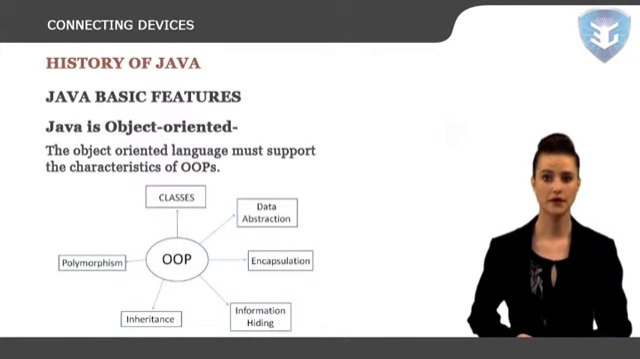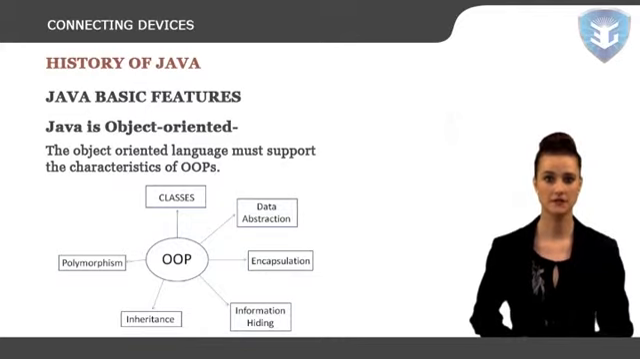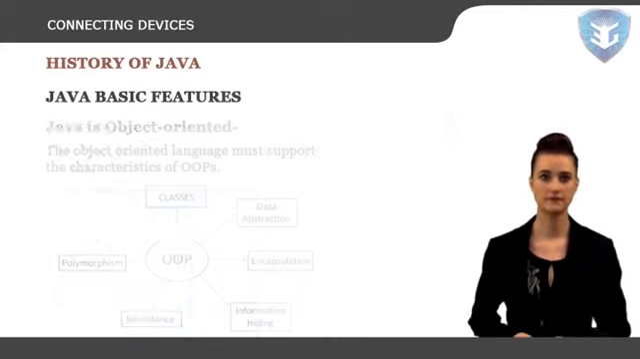Java is object-oriented. An object-oriented language must support the characteristics of OOPs, and Java is a fully object-oriented language. It supports all the characteristics needed to be object-oriented. In Java, everything is treated as objects, to which methods are applied.